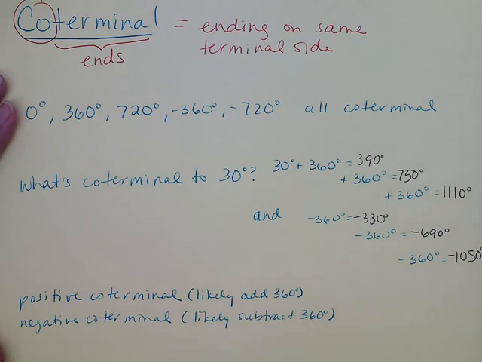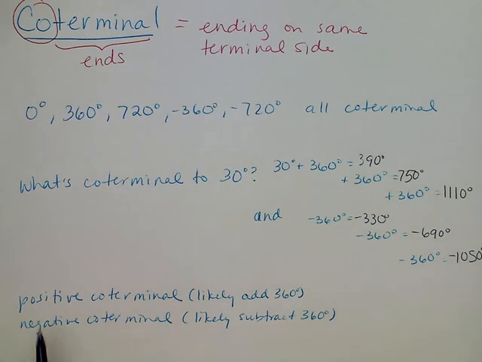And so then you're going to look at your lesson, and if it asks you to get a positive coterminal angle, it's likely that you'll keep adding 360. And then you might have to subtract 360 if you wanted to get a negative coterminal angle. So these would be positive coterminals. Notice we added 360. These would be negative coterminals, and it all has to do with a multiple of 360.